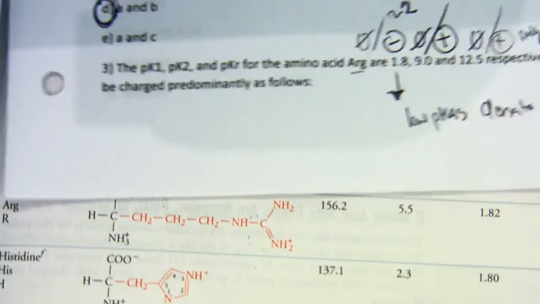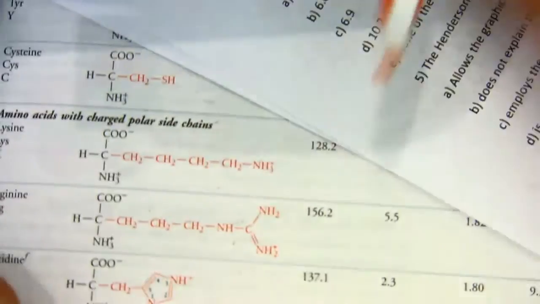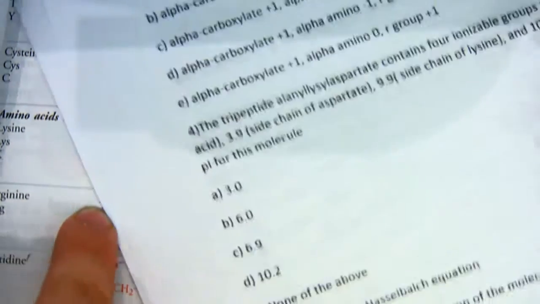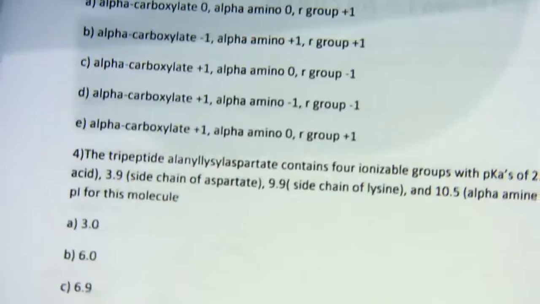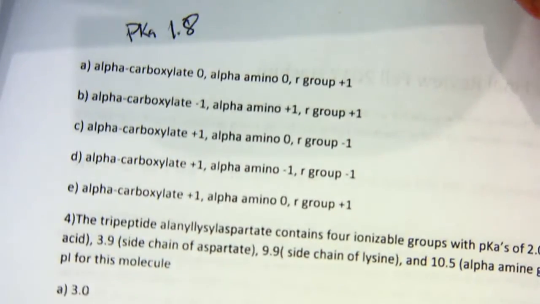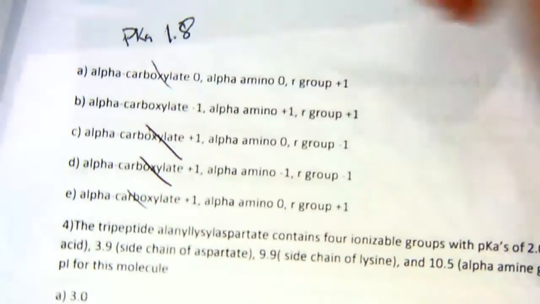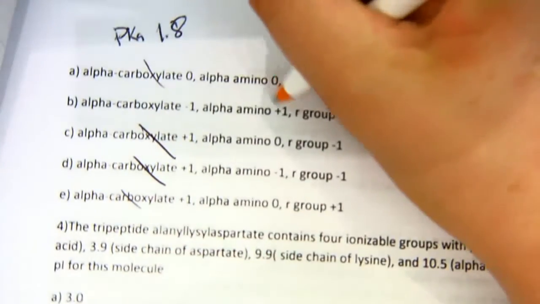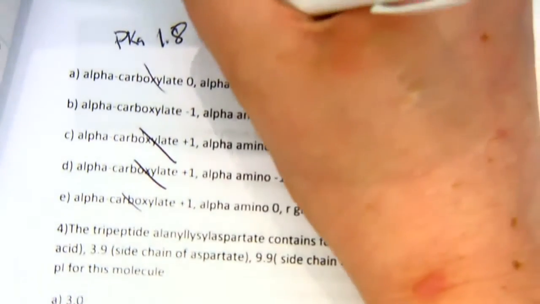So if we have these, the alpha carboxylate, that was the group right here. Its pKa was 1.8. So if we have the pKa of 1.8, what kind of charge should we expect to see? Negative, right? So that actually gets rid of all of them. But if we wanted to, the alpha amino group, because we're at pH 7, right? So if this is at pH 9 and this was at 12, that still makes sense, right? Because we're still right here. So that gives us our answer.